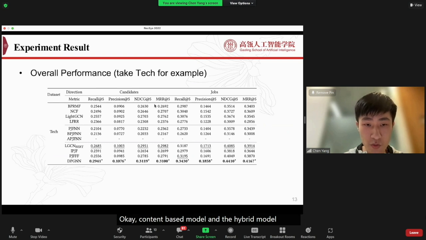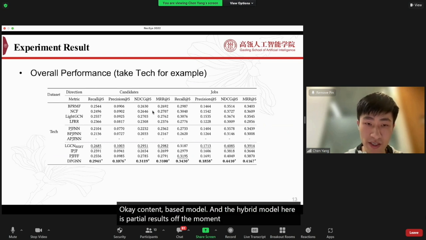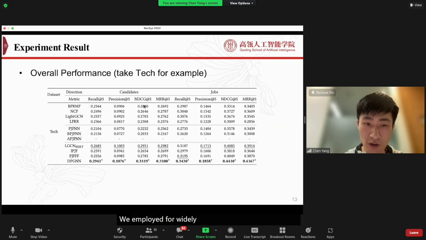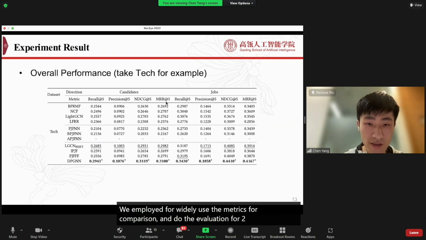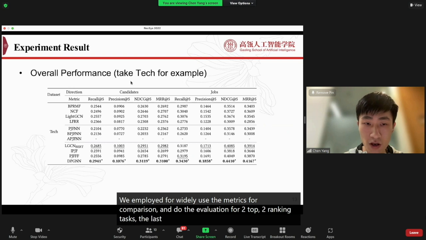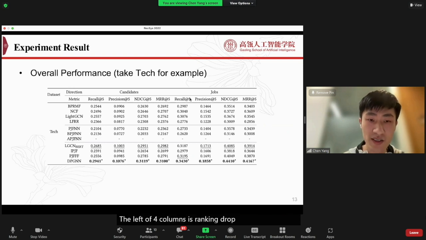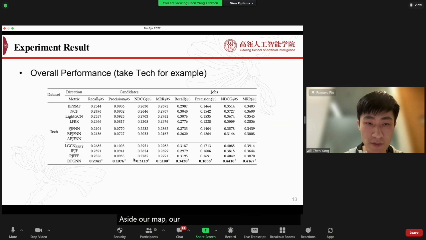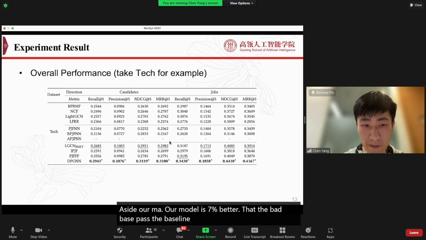Here is partial results of the main experiment, and others can be found in the paper. We employ four widely used metrics for comparison, and do the evaluation for two ranking tasks. The left four columns is ranking jobs for candidates, and the right four columns is ranking candidates for employers. In this dataset, our model is 7% better than the best baseline.